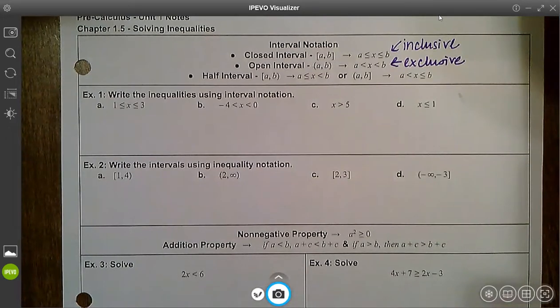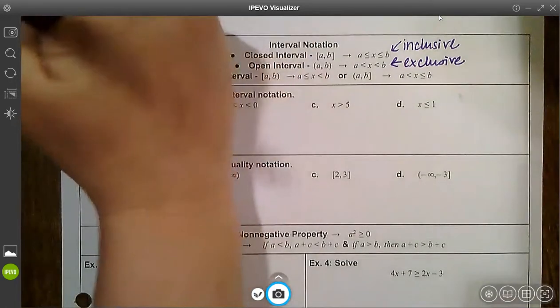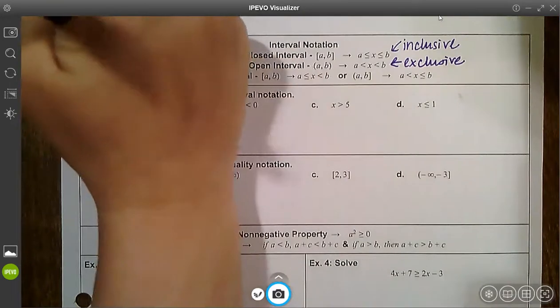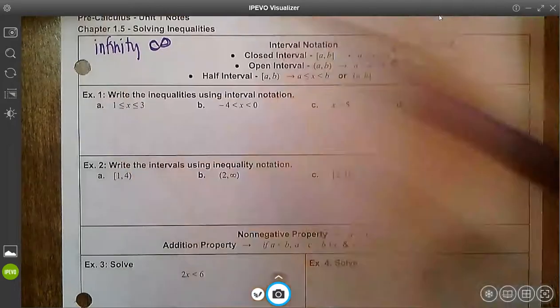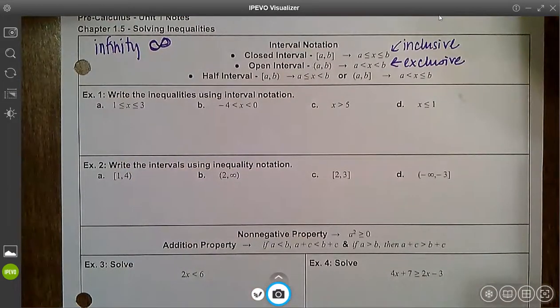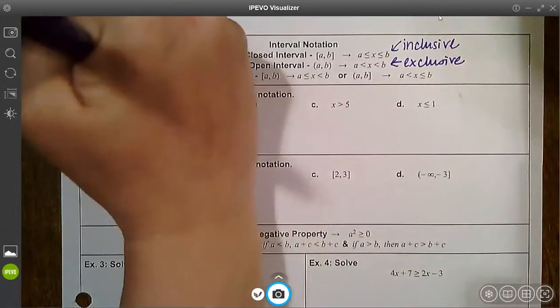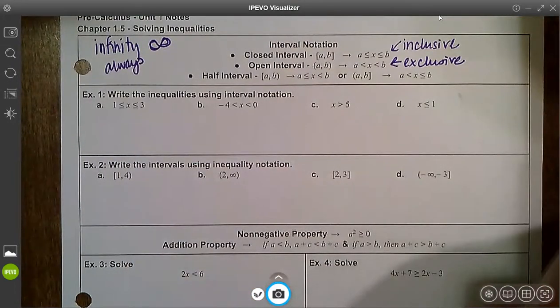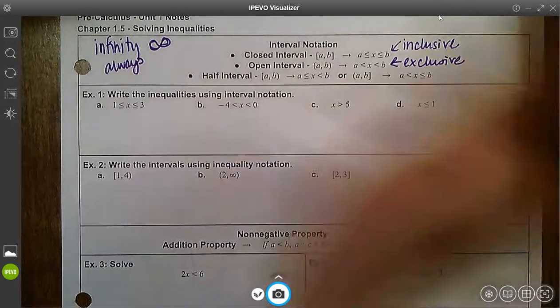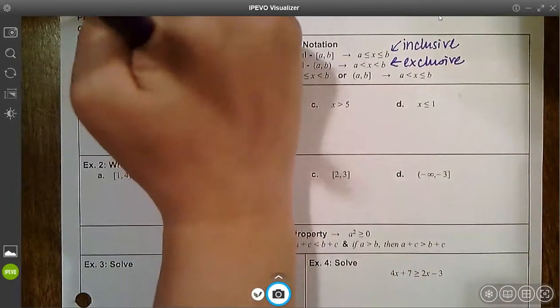Half interval, you can write it depending on what you've got going there. Infinity, which we will deal with, is this symbol. Oops, sorry, that was kind of terrible. It's the little sideways 8, infinity, and it is always exclusive because you can't actually attain infinity. It's not really a number, it's more of an idea. So it's always exclusive.